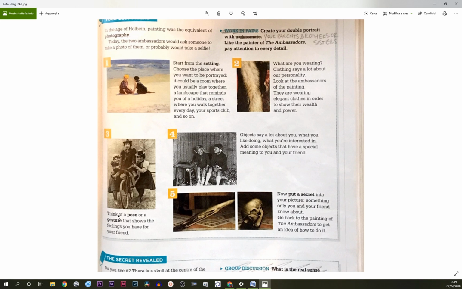Then think of a pose or a gesture. It shows the feelings you have for your friends. Now put a secret into your picture, something only you and your friends know about. Go back to the painting of the ambassadors to get an idea of how to do it.